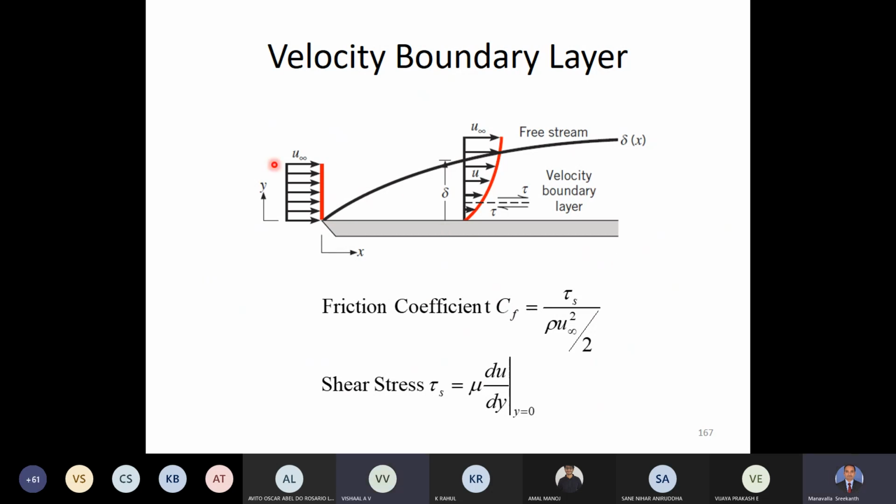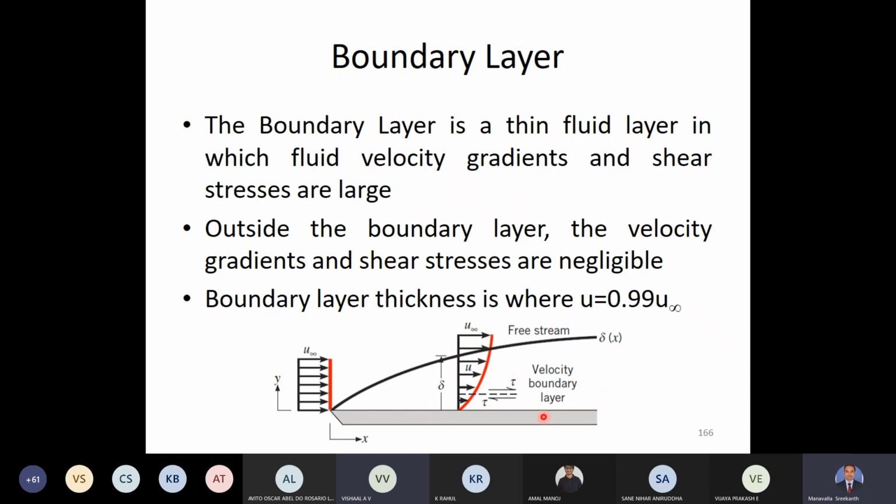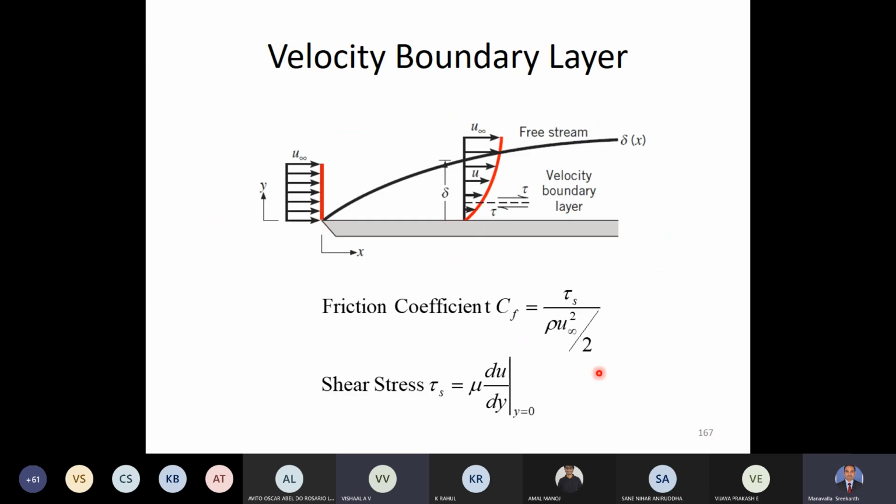Now, in the velocity boundary layer, there is something called the friction coefficient. We have seen that these velocity gradients will bring about shear stresses, and these shear stresses act in the direction against the flow. So these shear stresses are a resistance force to the flow, and they offer certain friction. That friction coefficient is defined as CF. C for coefficient, F for friction, is equal to tau S, the shear stress, divided by rho u square by 2. This is how the friction coefficient is defined.